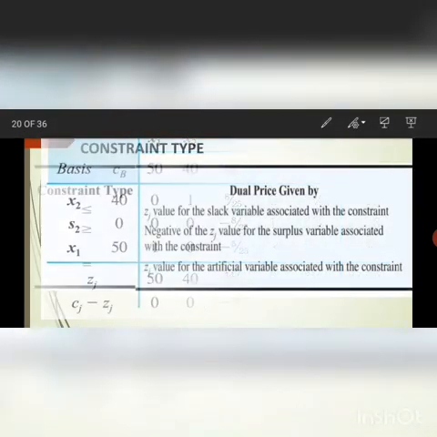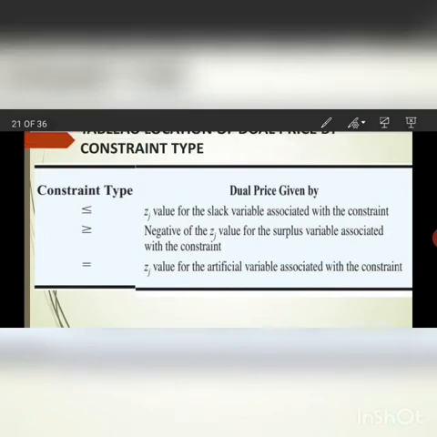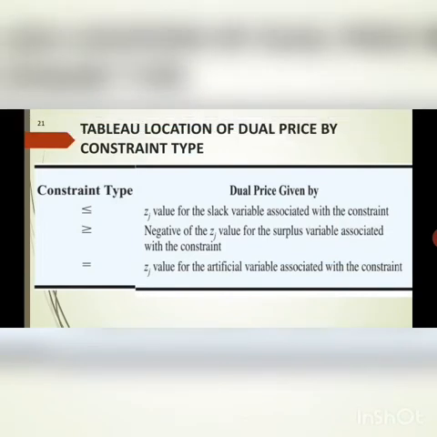Next slide. This is the tableau location of dual price by constraint type. For less than or equal constraints, the dual price is given by the C sub j value for the slack variable associated with the constraint. For greater than or equal constraints, it is the negative of the Z sub j value for the surplus variable associated with the constraint. And for equal constraints, it is the C sub j value for the artificial variable associated with the constraint.